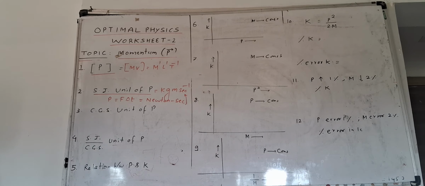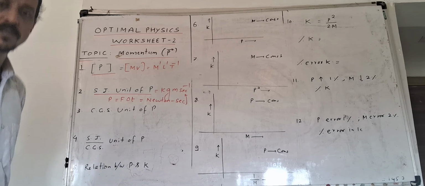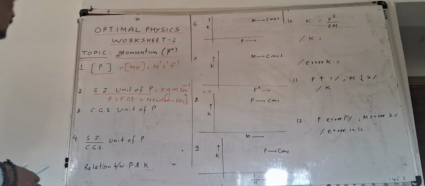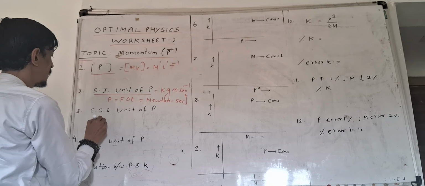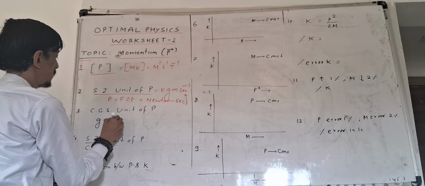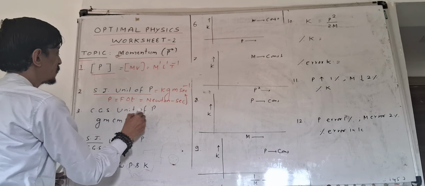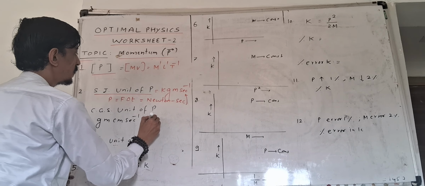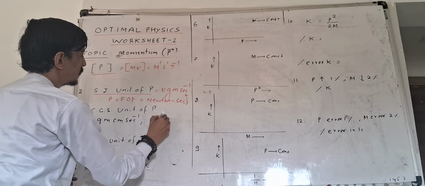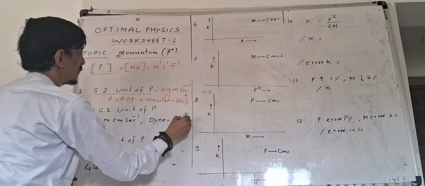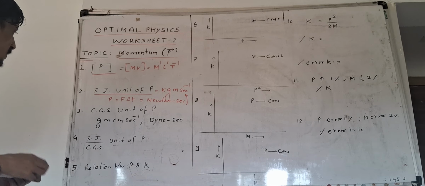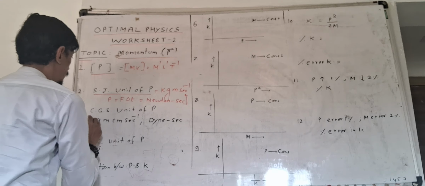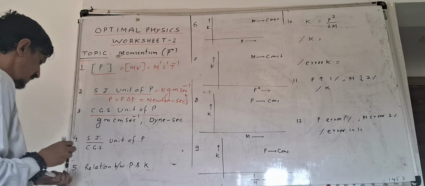Next is the CGS unit of momentum. Using the same concept of dimension, we can say gram centimeter second to the power minus 1. And using the concept of force, the CGS unit of force is dyne, so dyne second. Both of these are CGS units of momentum. In this way, we can find the CGS unit of momentum.